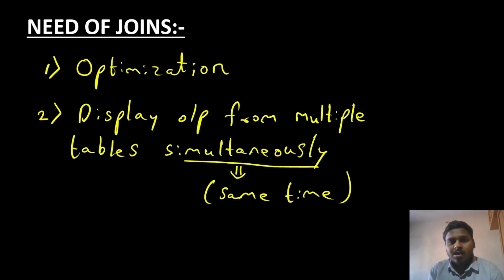Sir, what is the meaning? See, guys, when we are using a subquery, we are jumping from one table to another table. We can display either the department details or the employee details, but we can't display both at the same time. We want to display both at the same time. We want output from both, which is possible in the joins concept because we are joining the tables and can fetch data from multiple tables simultaneously. Hope you have understood. These two are the main reasons.